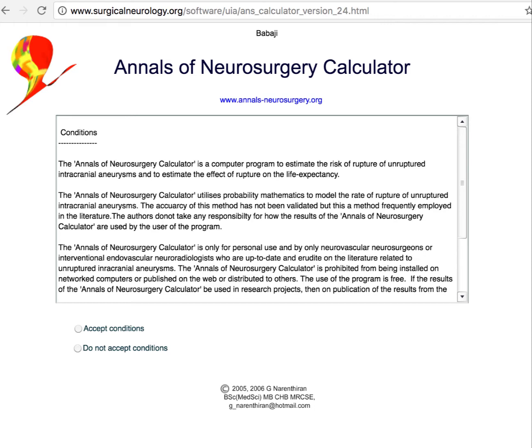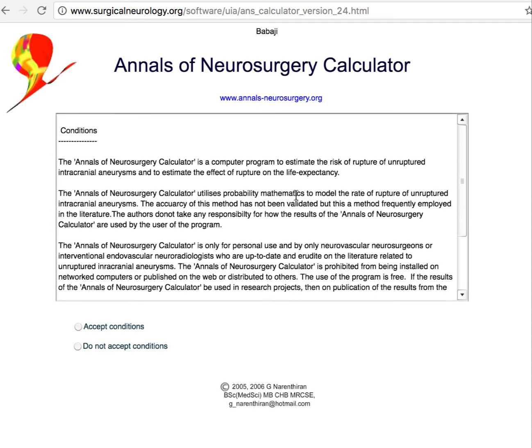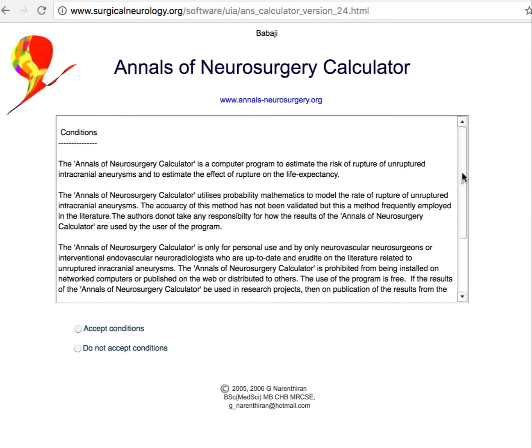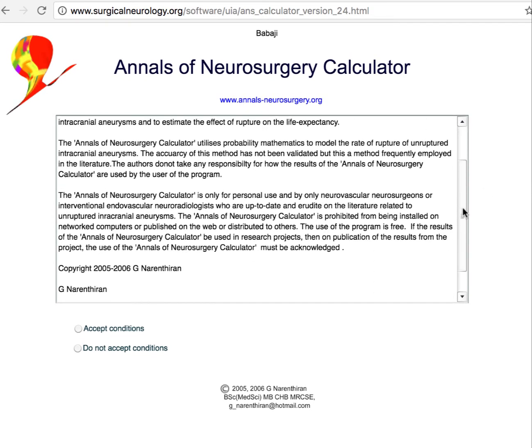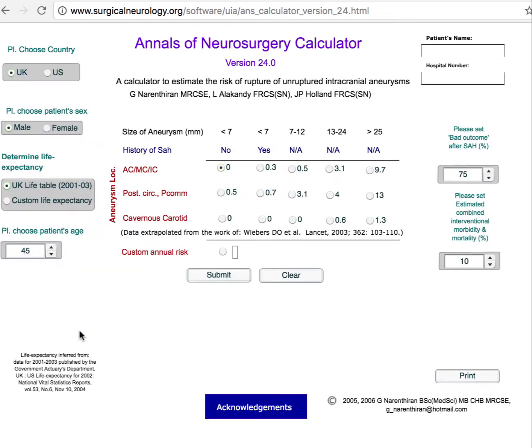To use the calculator, you have to read through this disclaimer first, because this is a model based on ISUIA data as well as some published papers, but at the end of the day it's a theoretical model. You have to read it, and if you accept the conditions, then it will take you to the calculator.